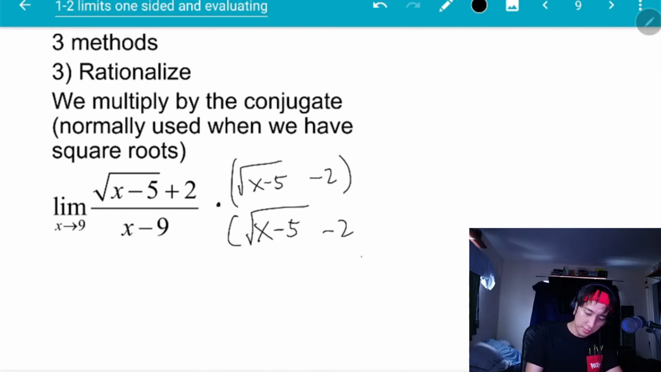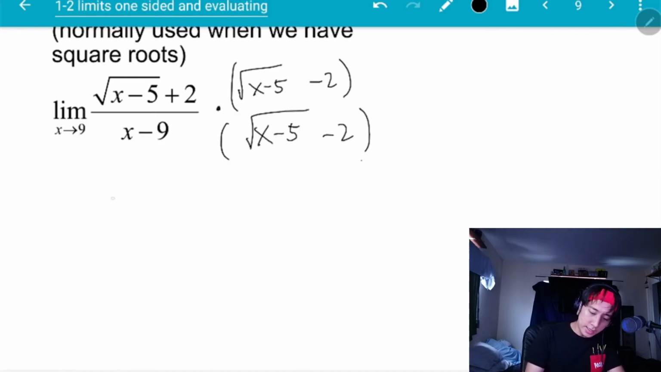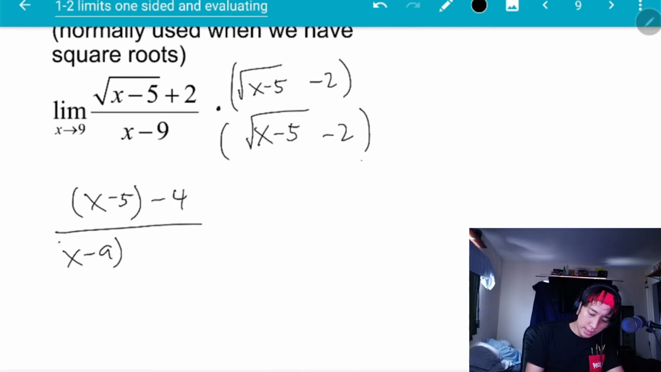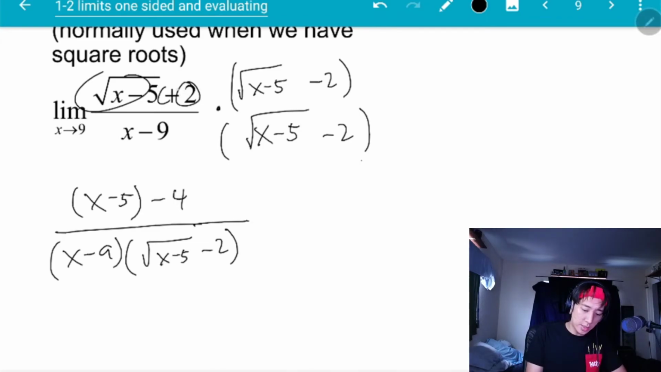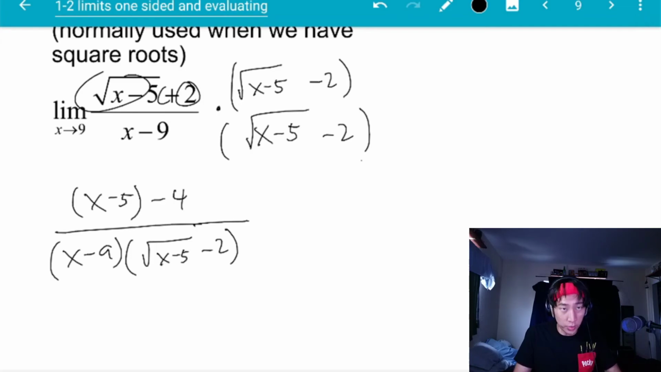Square root x minus 5. When I multiply the top and bottom by this, what I'm going to get is x minus 5 minus 4 over x minus 9 times square root x minus 5 minus 2. All I'm doing here is multiplying by the conjugate. I'm using my difference of squares identity, which is how I knew this would become this squared minus this squared, which is how I got this over here. Then after that, I just multiplied by the denominator. I didn't FOIL it out because you'll see why in just a second.